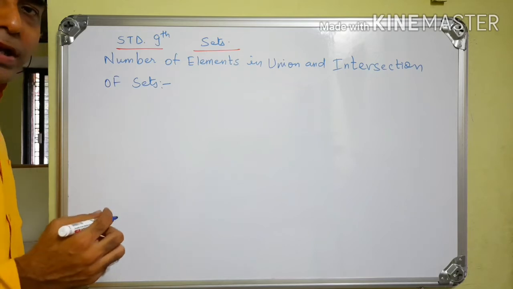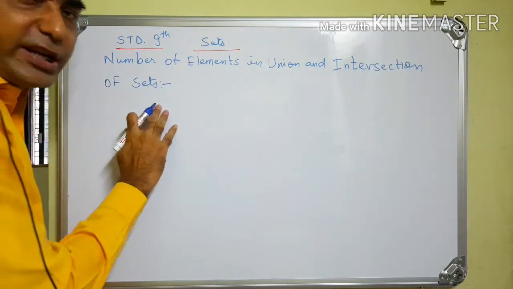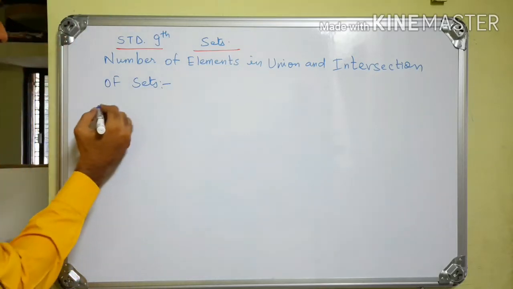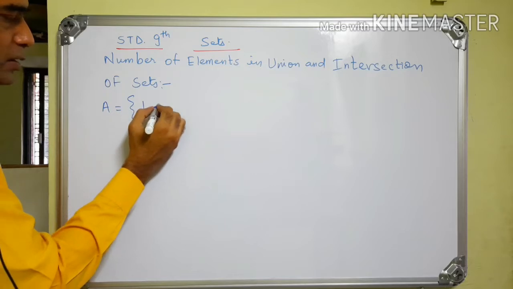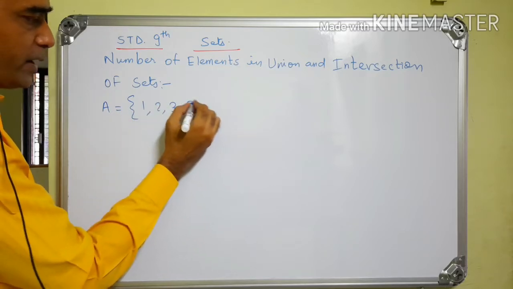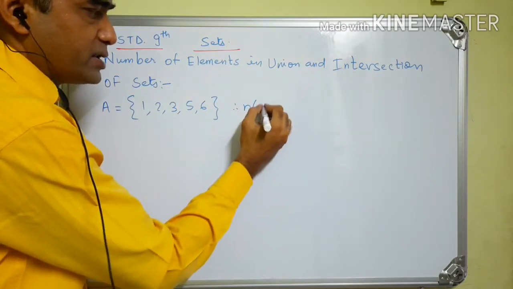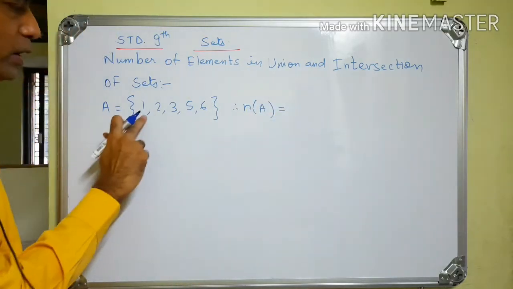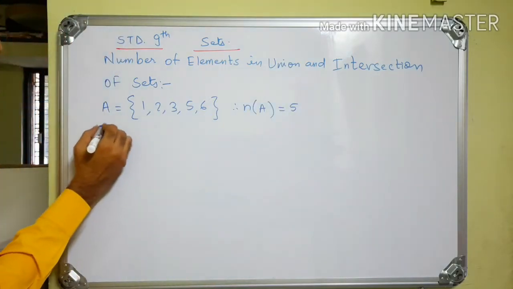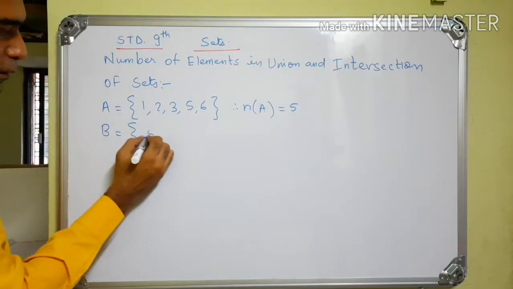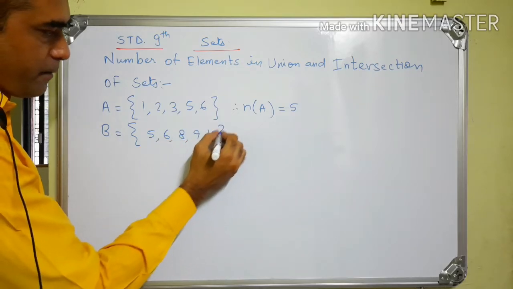So dear students, today our topic is number of elements in union and intersection of sets. Let's start. Let's take set A, which is equal to {1, 2, 3, 5, 6}. Therefore, what is the number of elements in set A? This is equal to 5. Yes. Now let set B equal to {5, 6, 8, 9, 10}.